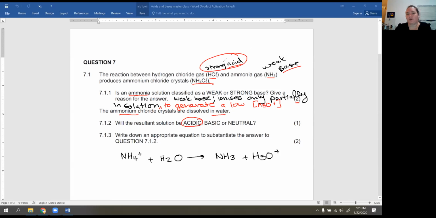Then I could have looked at these, and I'm going to look a little bit messily here, but the strong acid means that the Cl- is a weak conjugate base.